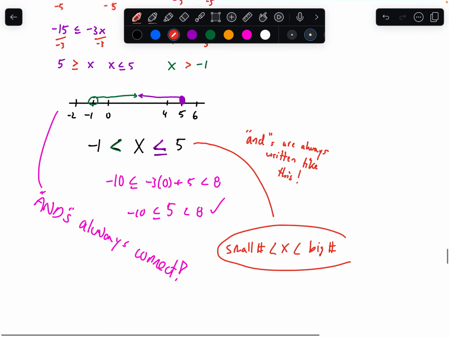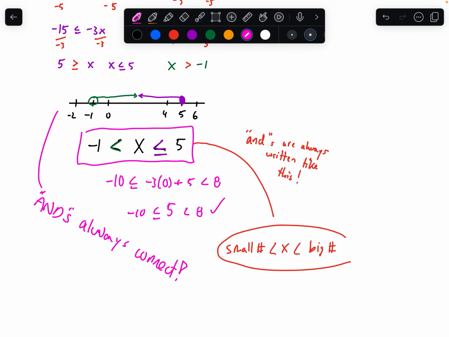Okay. So graphically, they always connect. And then when we write the answer, they look like this. This is really the part about this lesson that you need to remember for what we're doing next lesson in 4-6, which is what ands and ors look like.